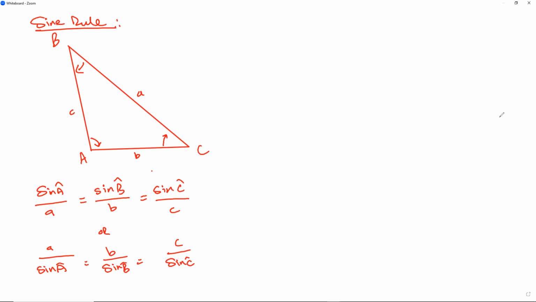Then we have the cosine rule. For the cosine rule, we also have a triangle that, let's say, is non-right angled, labeled exactly the same. Opposite side small a, opposite side small b, opposite side small c. And for this one here, this is going to be the cosine rule.